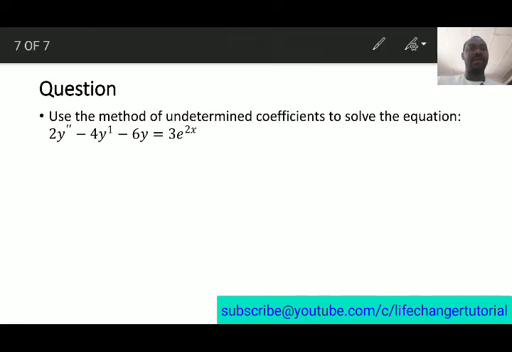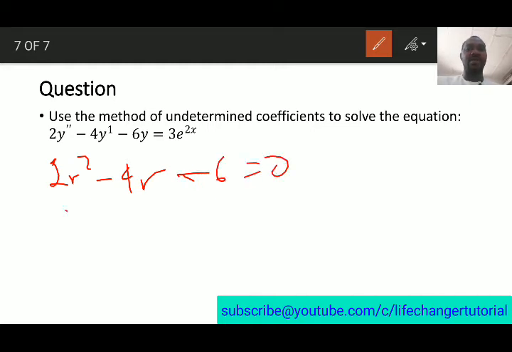We have this. It says use the method of undetermined coefficients to solve the equation 2y prime prime minus 4y prime minus 6y equal to 3 exponential 2x. Now remember, the first thing that we do is to write out the general solution. The general solution is going to be 2r squared minus 4r, changing the operator to a quadratic equation, then minus 6, all equal to 0. Yes, that's exactly what we should have.